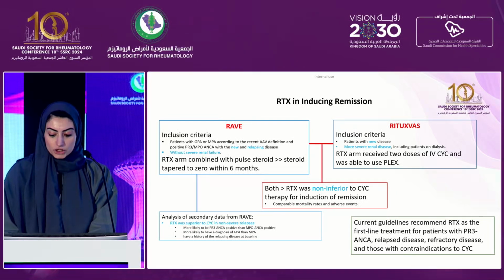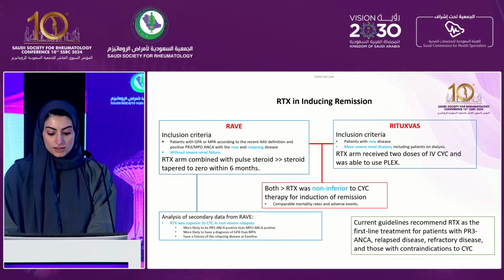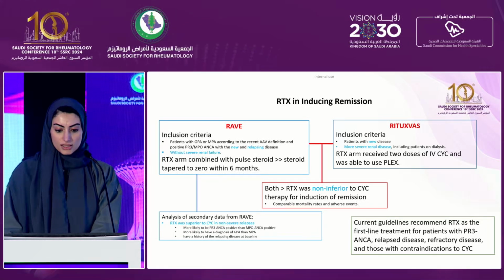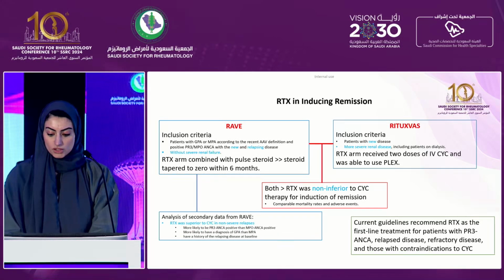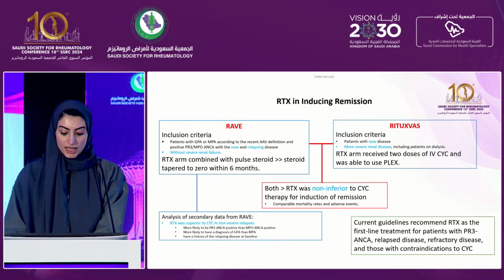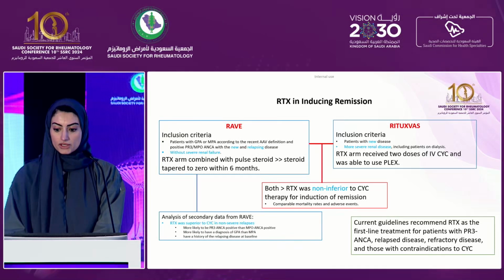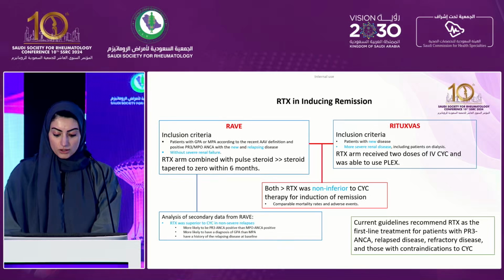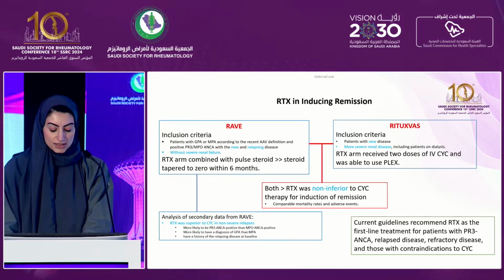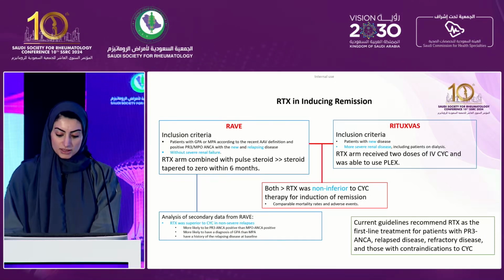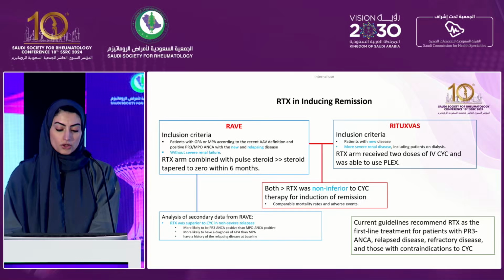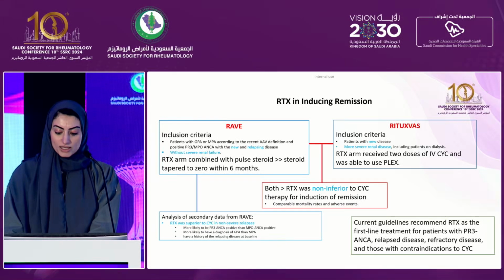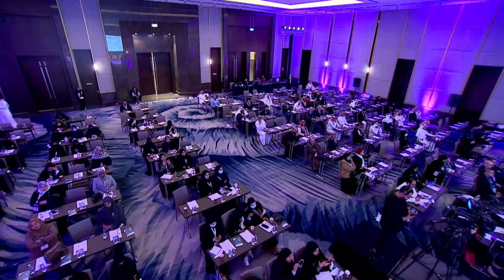Rituximab in inducing remission was studied in many trials, and two randomized controlled trials evaluated the efficacy of rituximab for induction in GPA and MPA, namely the RAVE and RITUXVAS. In RAVE, they included patients with new and relapsing disease without severe renal impairment, whereas in RITUXVAS, they included patients with new-onset disease and severe renal failure, including those on dialysis. Rituximab was compared to cyclophosphamide in both studies.